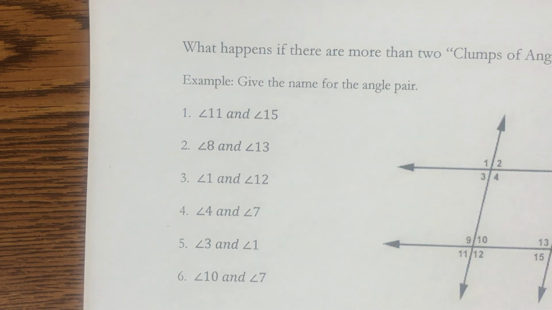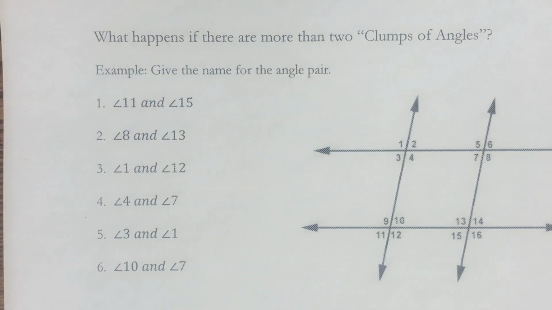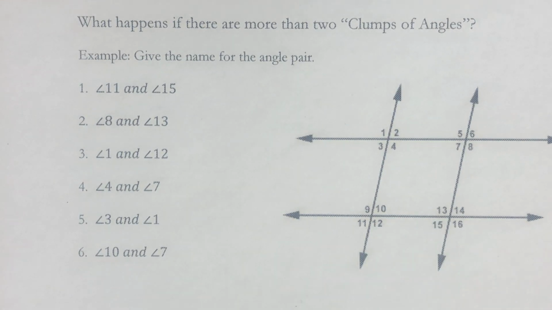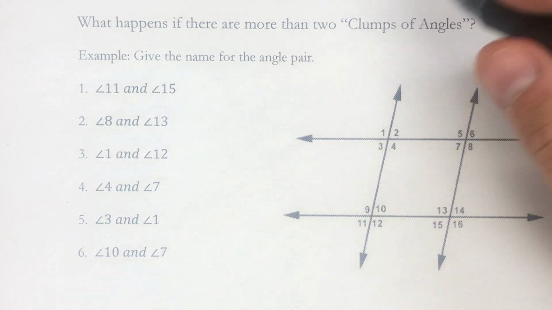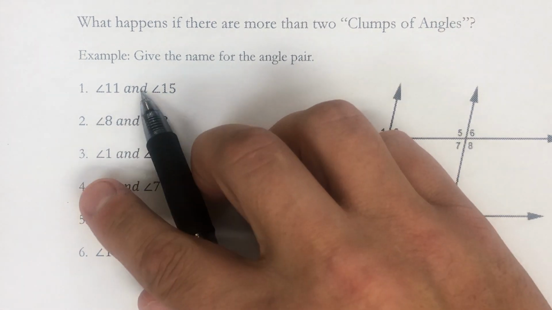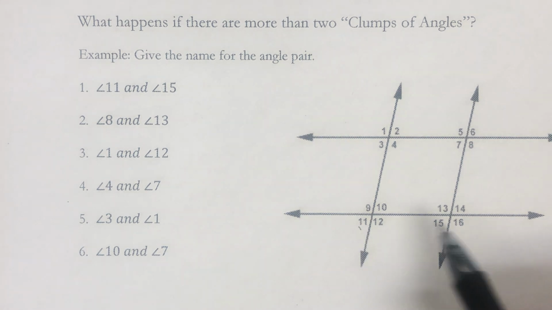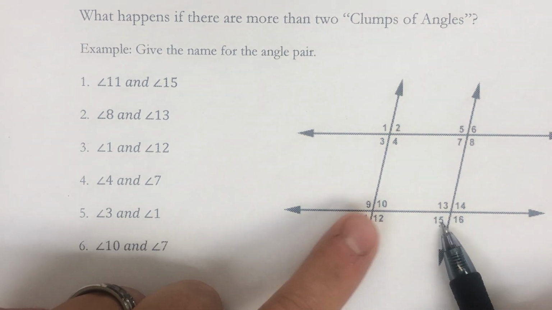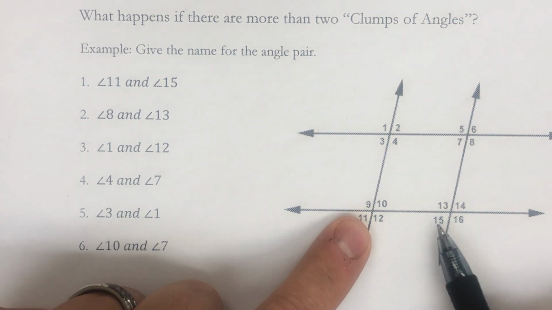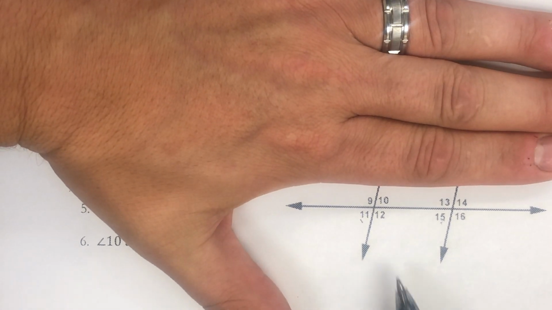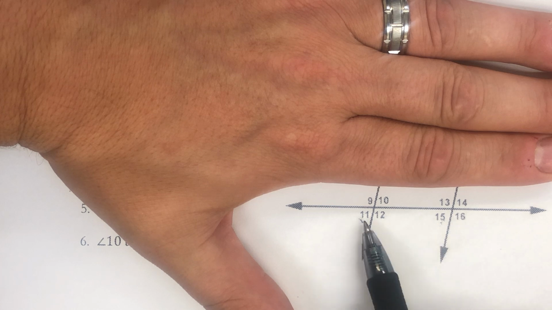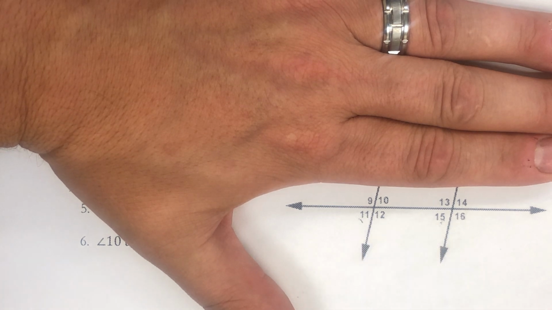And lastly, these ones are a little bit tougher. If you have more than 2 clusters, what we have going on here is we have to identify the transversal. So the first one, 11 and 15. The transversal that's connecting 11, 15 is this bottom line. So I could eliminate the top part. That doesn't even matter. So 11 and 15 are both below and to the left. Those are corresponding.